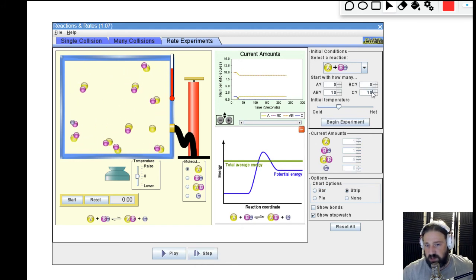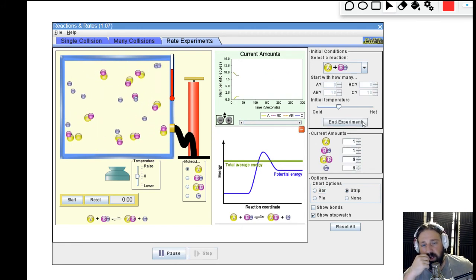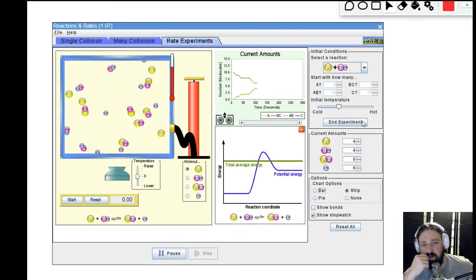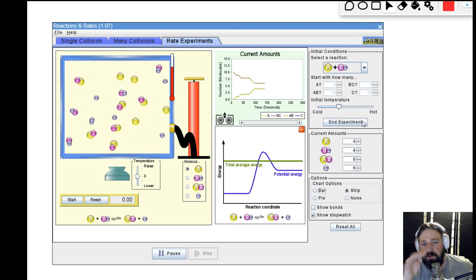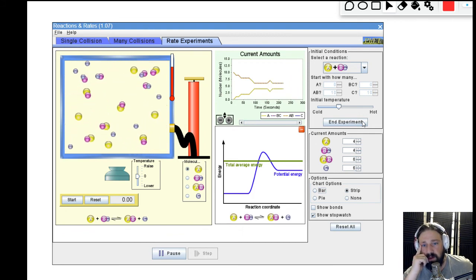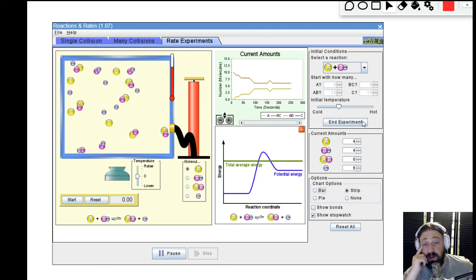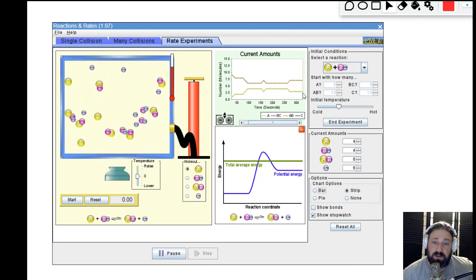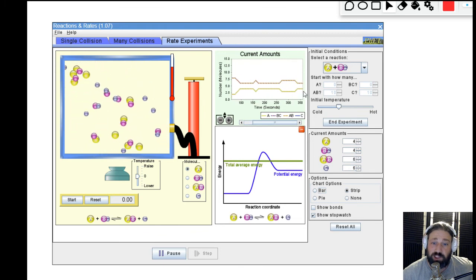So let's turn that to 10. Begin experiment. Go. How long will it take to reach equilibrium? Now, we haven't talked about equilibrium yet, but this is also going to give you a good idea of what an equilibrium is. Essentially, an equilibrium is when things don't change anymore.